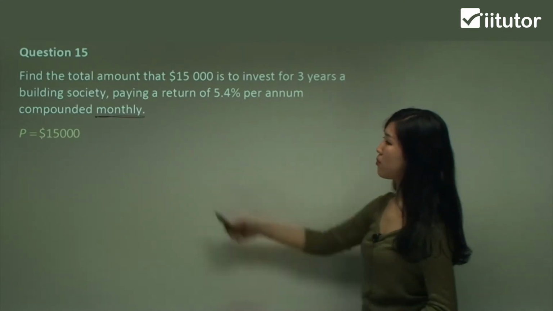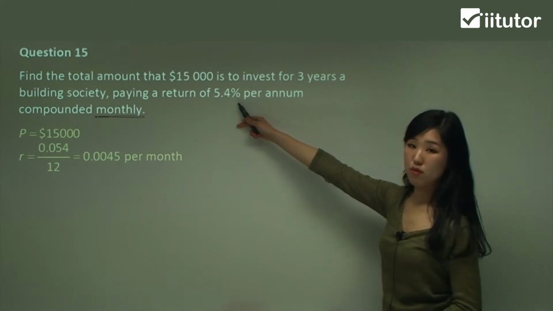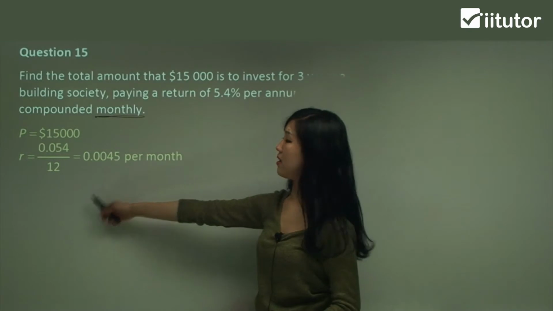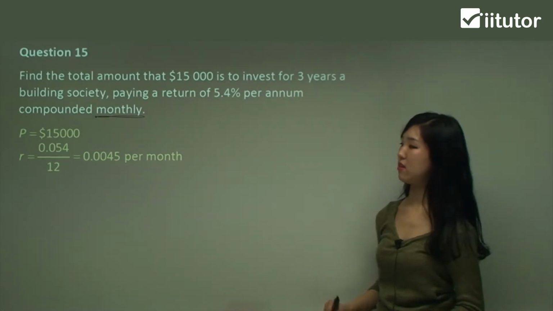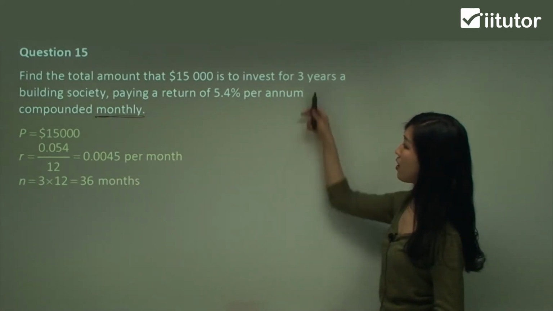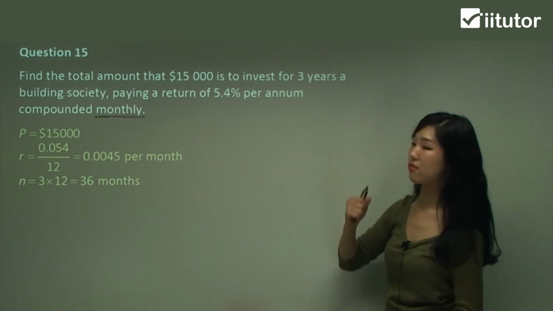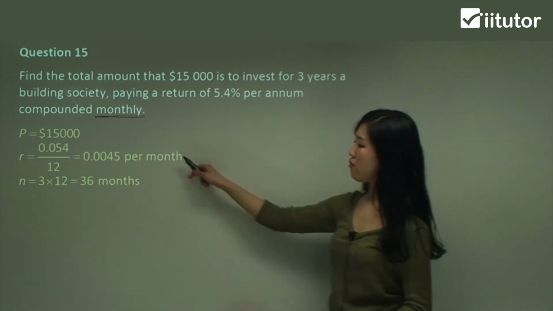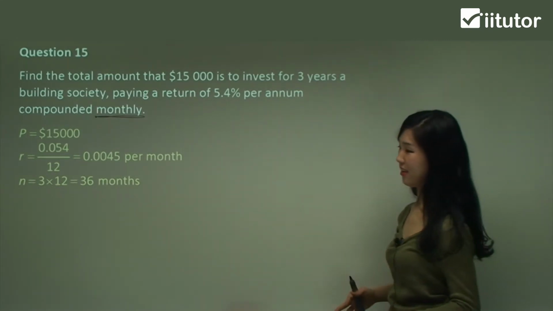So start off with the principal because it's not going to change. Our rate, which is 5.4%, I just wrote it as a decimal, divided by 12 because there are 12 months in a year, so 0.0045 per month. That's the new rate. And N, the number of terms, is going to be 3 times 12, because there are 12 months in a year. So to calculate how many months in 3 years, we do that and get 36 months. Okay, so we've done it both in terms of months, so we can just put everything into our formula.